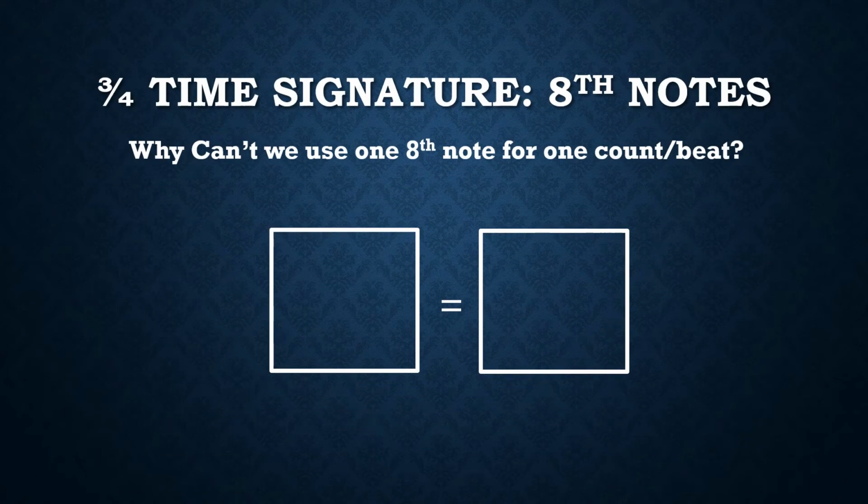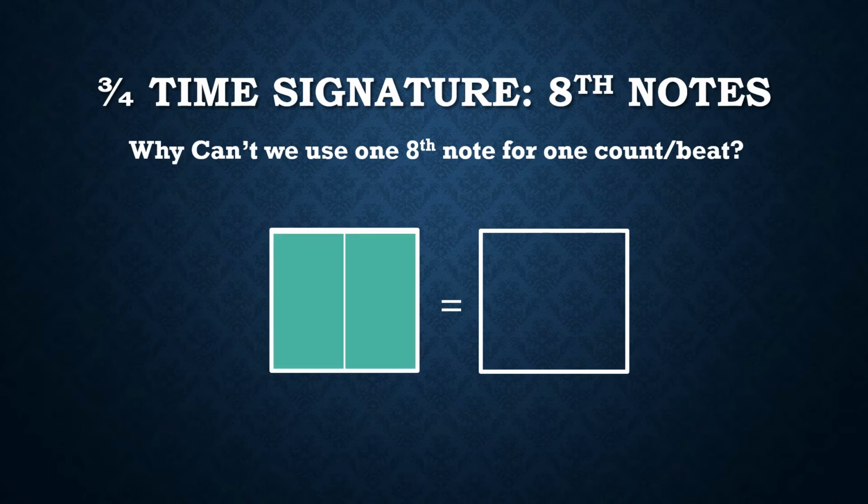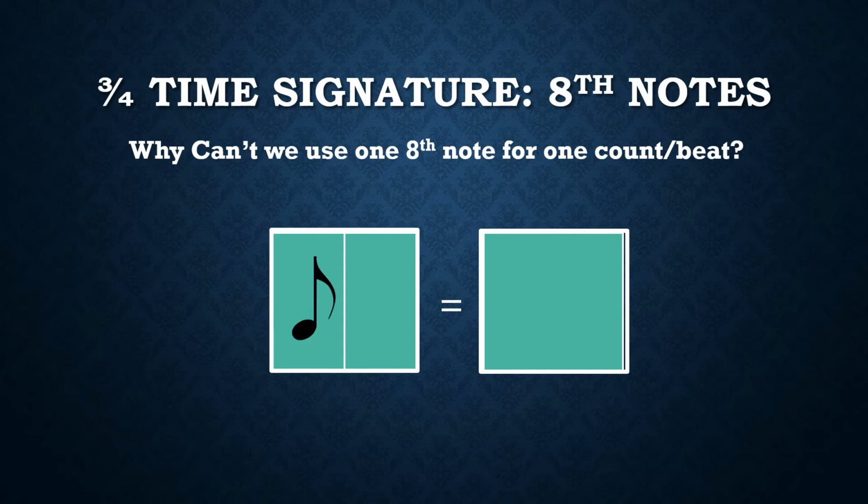Some people might ask, why can't we use an eighth note for one beat? Well, remember the quarter note is one beat, and if you have an eighth note, you only have half of what you need to make that quarter note. Everybody knows 1/2 plus 1/2 equals 1 whole. So in music terms, an eighth note, which is half a beat, plus another eighth note, which is half a beat, equals one quarter note or one whole beat.